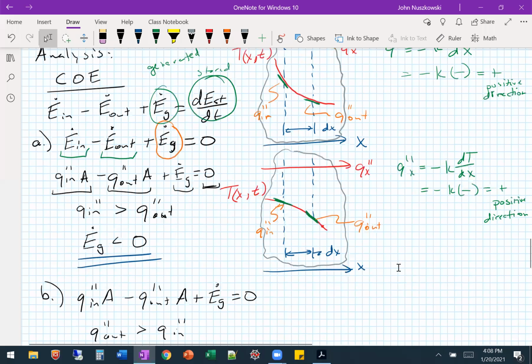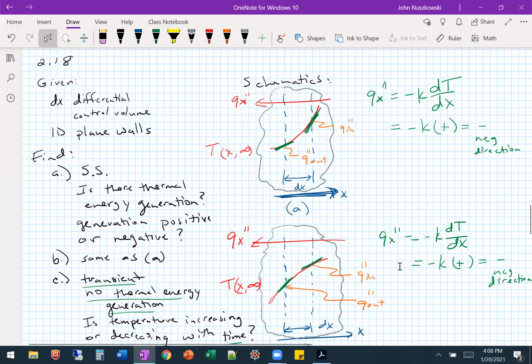All right, so this is a good question on understanding Fourier's law and how that tells us about energy in and energy out, heat flux, and correlates with what you could do with the heat equation. Okay.